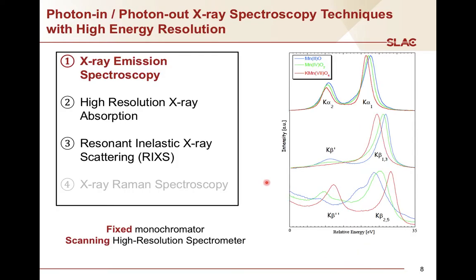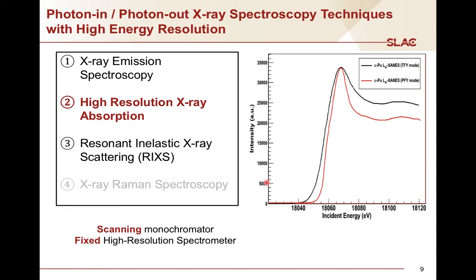Okay, with that, let's come to the outline of this little lecture. I want to talk about mainly three parts. One is non-resonant X-ray emission, so we have a fixed monochromator and a scanning spectrometer. Then we get K alpha, K beta, and then the valence-to-core spectra.